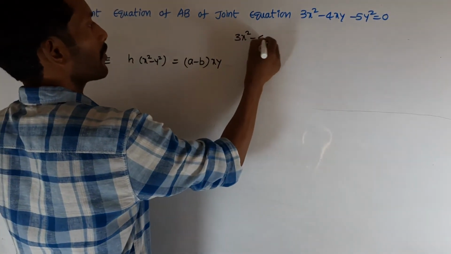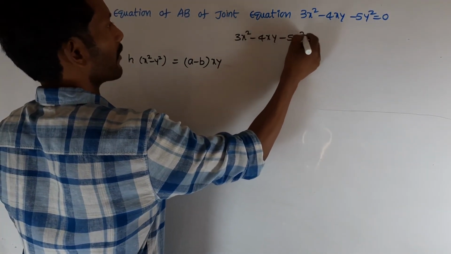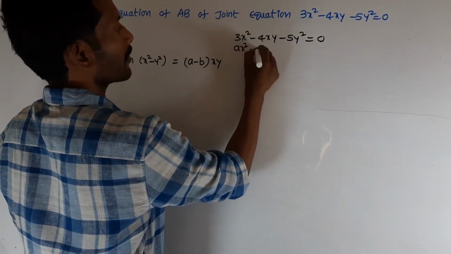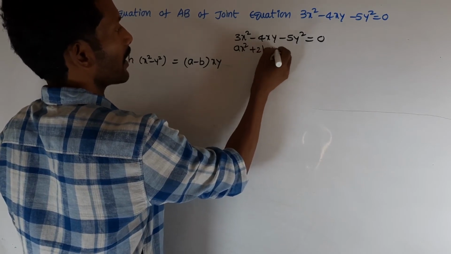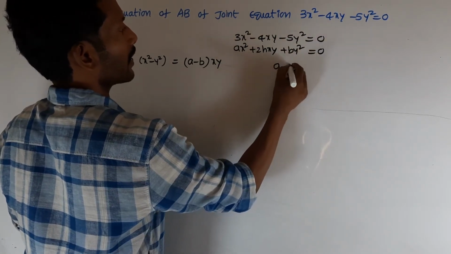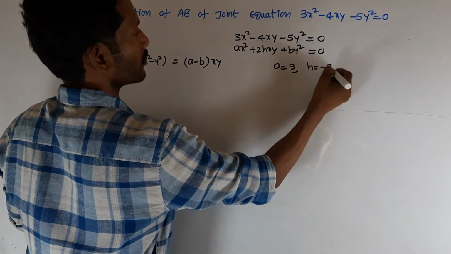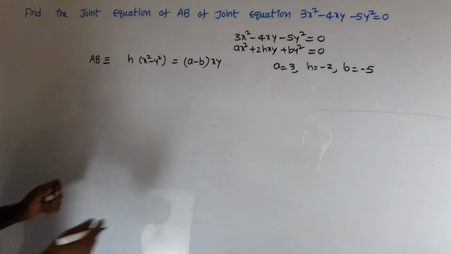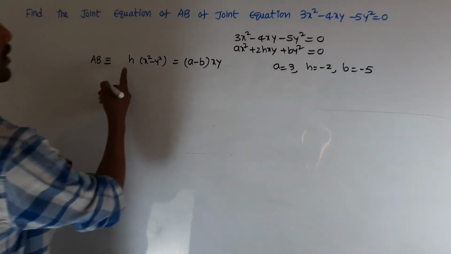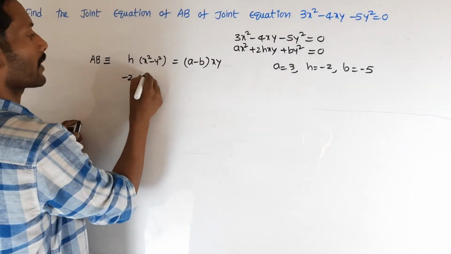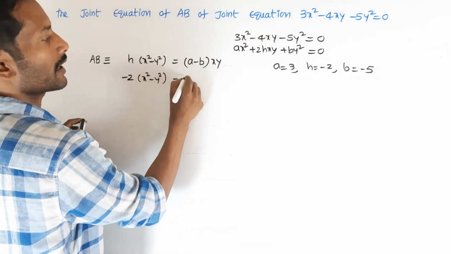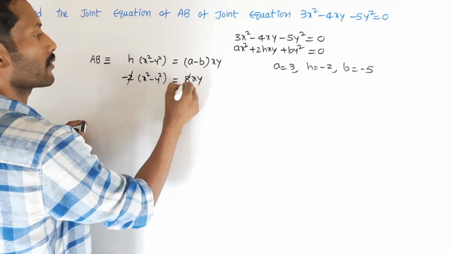Now 3x square minus 4xy minus 5y square equal to 0. Compare to ax square plus 2hxy plus by square equal to 0. Now a is 3, h equal to minus 2, b equal to minus 5. h is minus 2 times x square minus y square, a minus b is 3 minus of minus 5, 8xy. 2 ones are 2, 2 fours are 8.